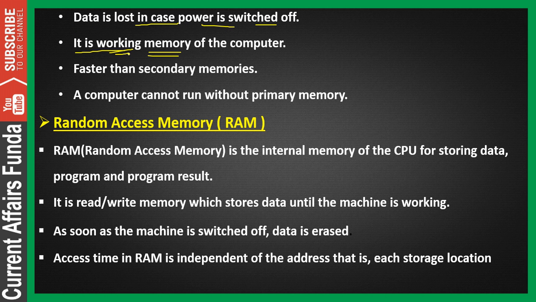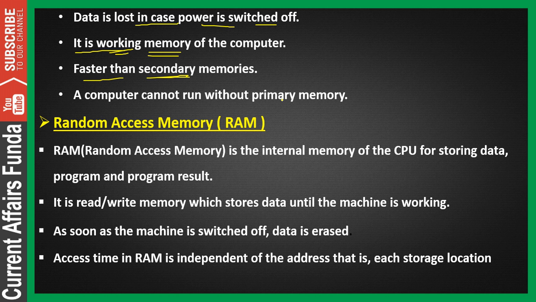If you are not going to attach any secondary memory, it will be okay for the processor, but it always needs a main memory for its work. That is why main memory is called a working memory. It is faster than secondary memory. Already told that it is slower than register and cache, but it is faster than secondary memory.